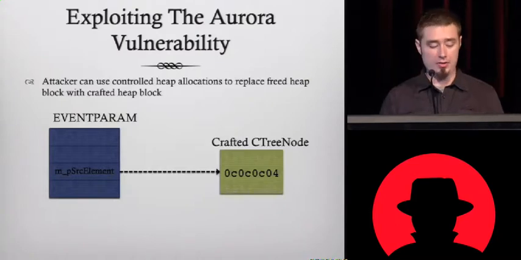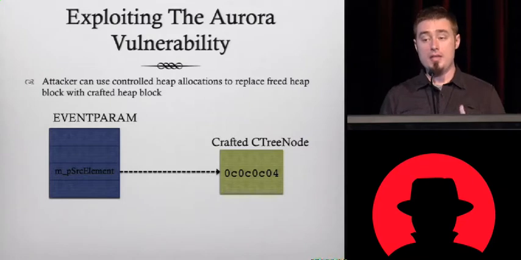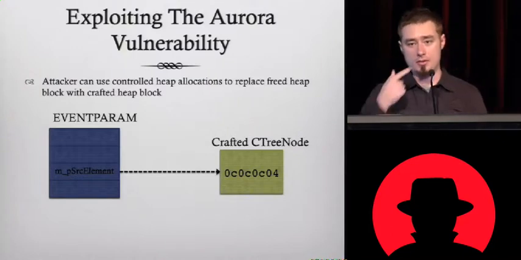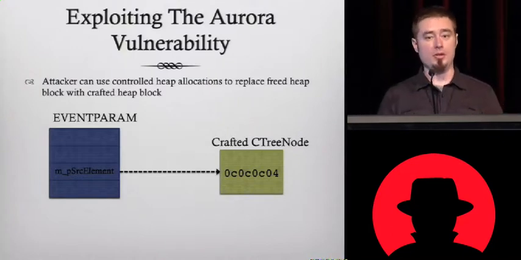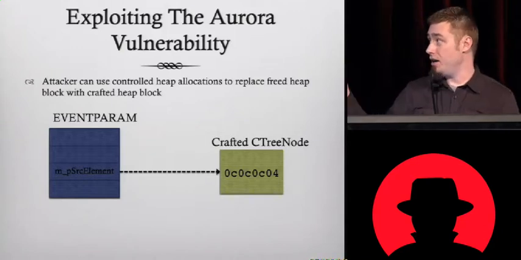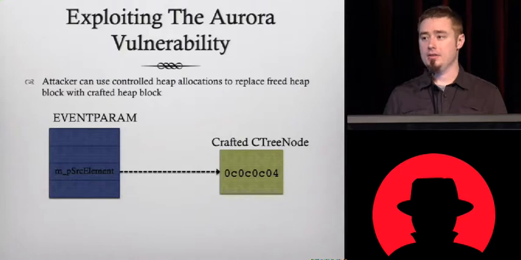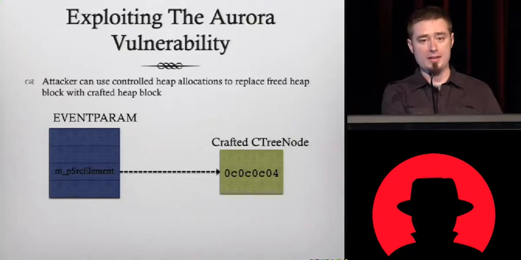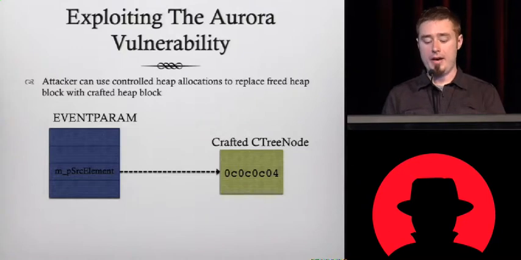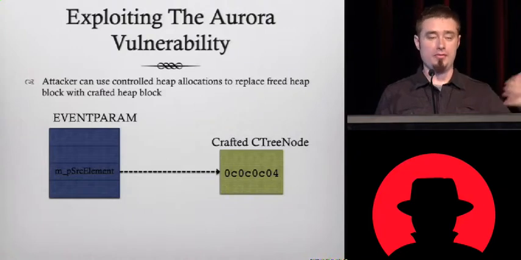So if an attacker can use controlled heap allocations, they can replace the freed block with a crafted heap block. And this is actually amazingly easy. Heaps on modern operating systems are very deterministic. And because you're exploiting this in JavaScript, all you need to do is look up the size of that C tree node object in memory, and then do a bunch of memory allocations of that exact size. If you do, usually in the first few, the Windows heap will return that same memory that the event param still points to. And in doing so, you now have a way to operate on that object from JavaScript, and you have a stale reference to it.